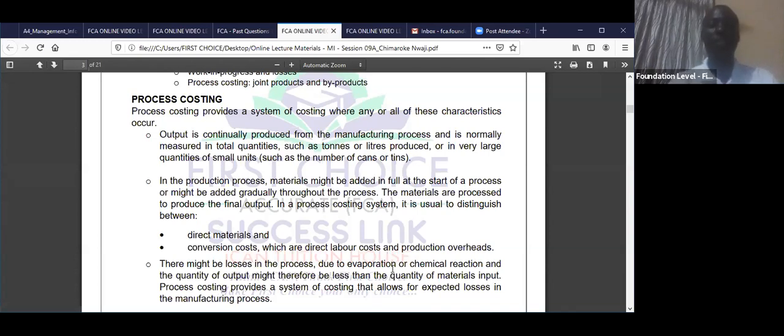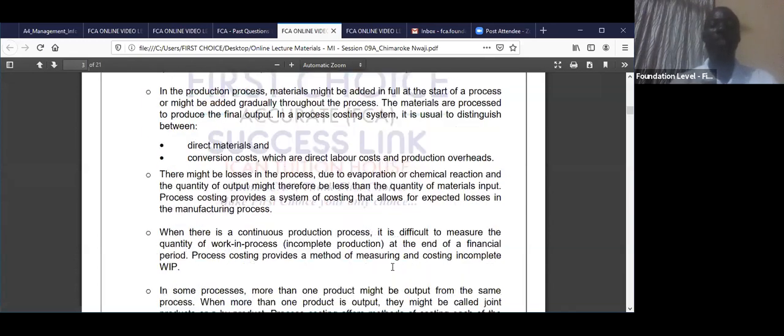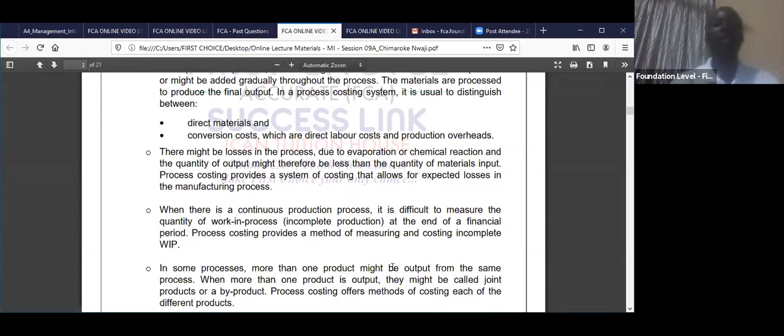Now, one thing you'll be seeing in process costing is that there will be losses. There might be losses in the process due to evaporation or chemical reaction.